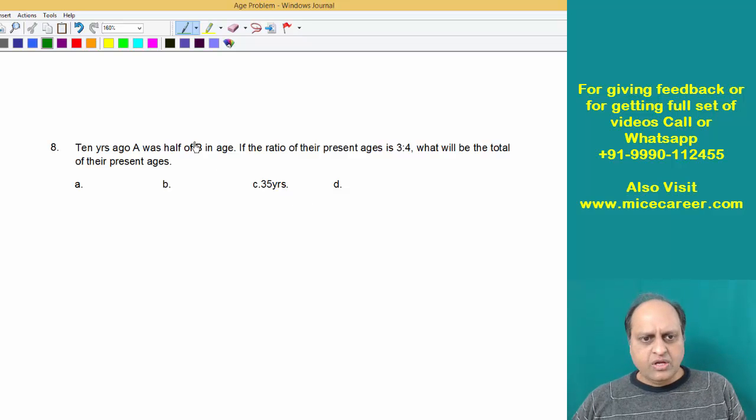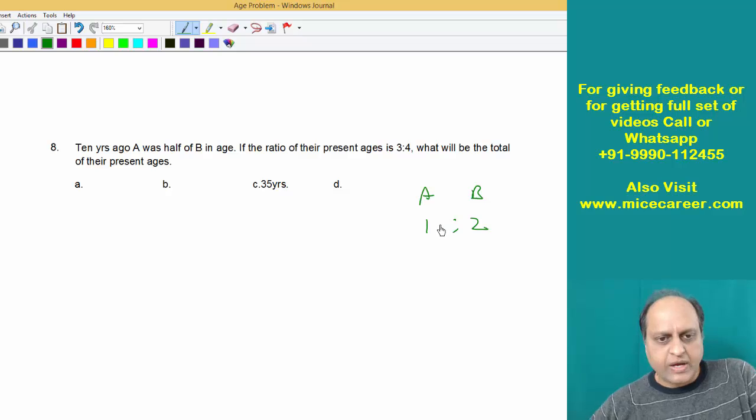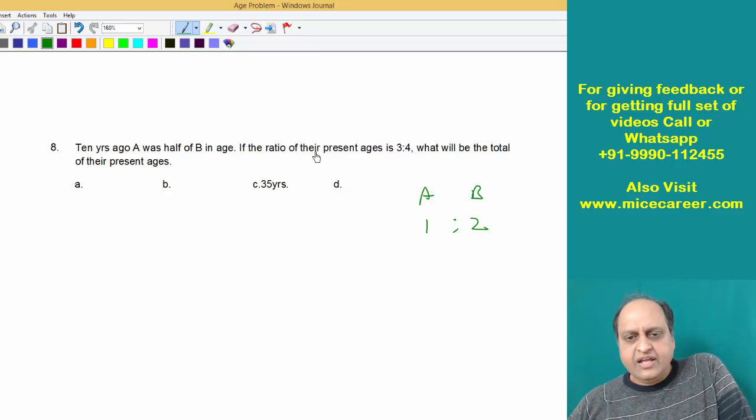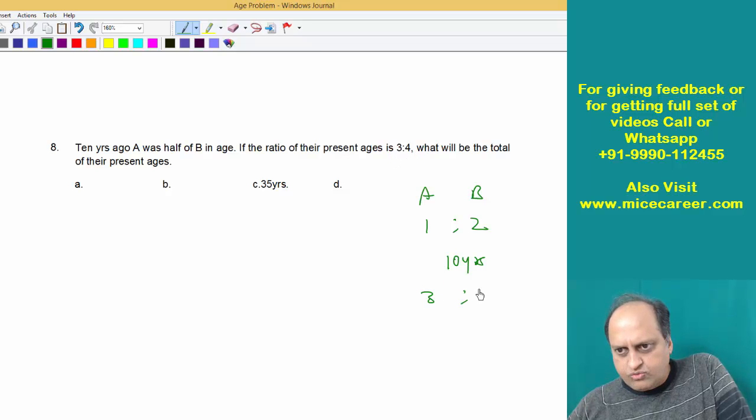10 years ago, A was half the age of B. So A and B, 10 years ago, it is 1:2. B is twice A. This is 10 years, so the gap is 10 years. The ratio at present is 3:4. What will be the total of their ages?